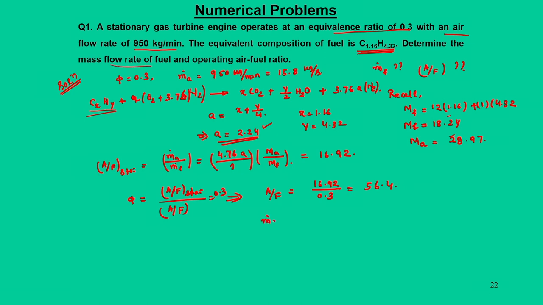So, that is m dot A by m dot F is equal to 56.4. So, this will tell you what is m dot F, because m dot A is known, 950 kg per minute. So, m dot F would be 15.8 divided by 56.4. So, m dot F is equal to 0.28 kg per second. So, this system requires 0.28 kg per second of fuel, while air quantity is 15.8 kg per second.